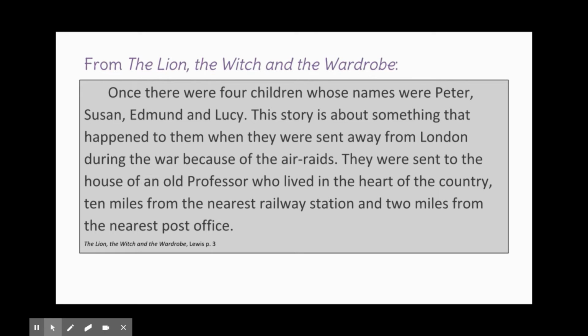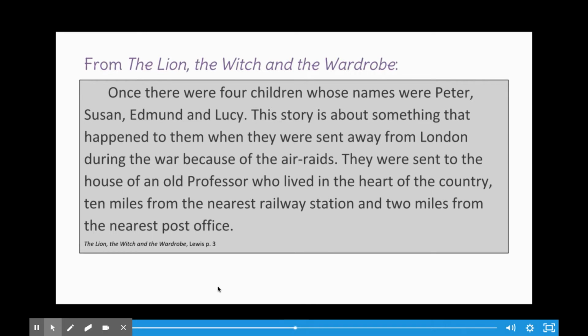Once there were 4 children whose names were Peter, Susan, Edmund, and Lucy. This story is about something that happened to them when they were sent away from London during the war because of the air raids. They were sent to the house of an old professor who lived in the heart of the country, 10 miles from the nearest railway station and 2 miles from the nearest post office.